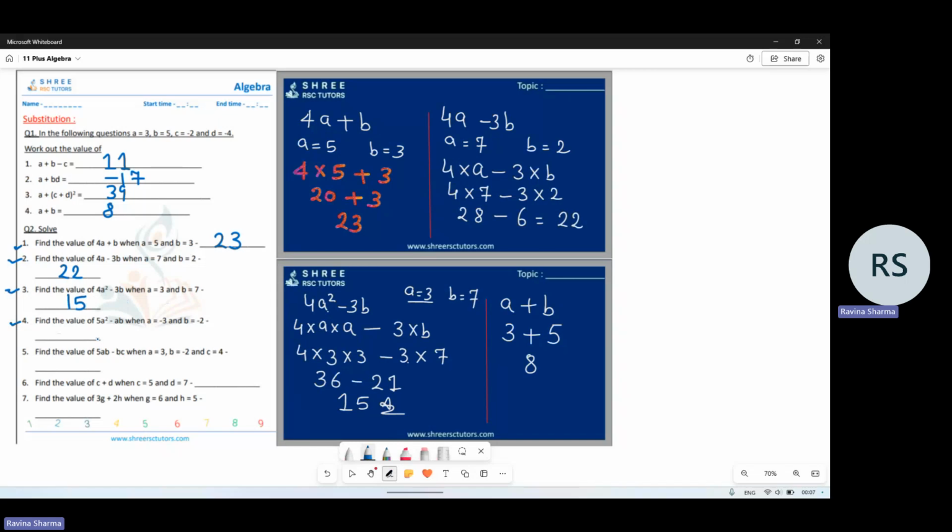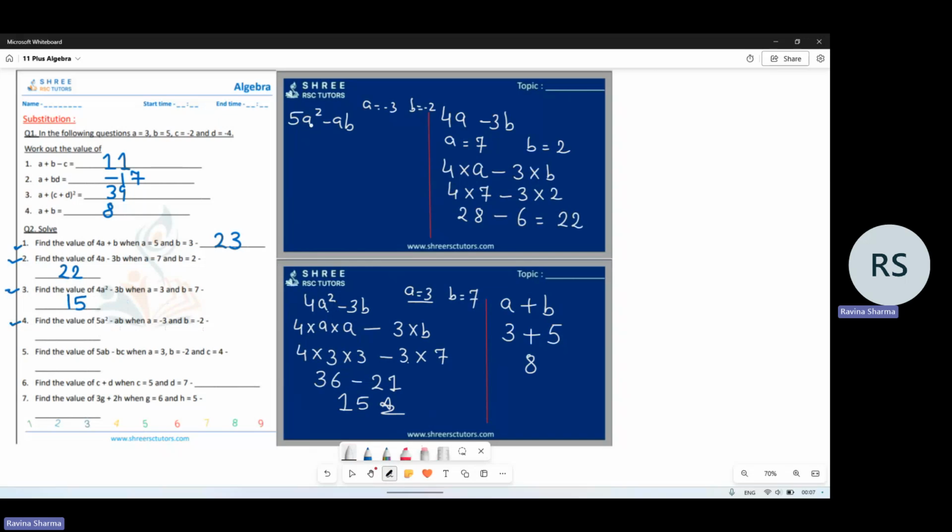In question number 4, they are asking, find the value of 5a squared minus ab when a is equal to negative 3 and b is equal to negative 2. So how can you do this? For this question, let's remove our first question and try to do it here. What is the value of 5a squared minus ab when a is negative 3 and b is negative 2? So how can we do this?